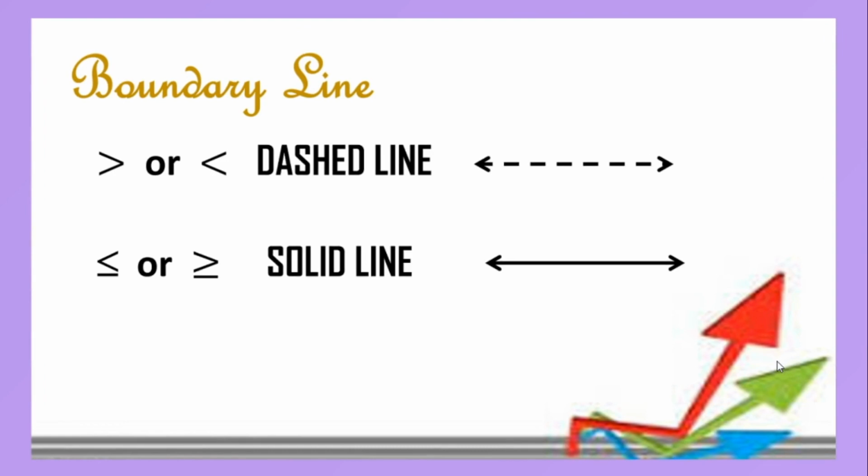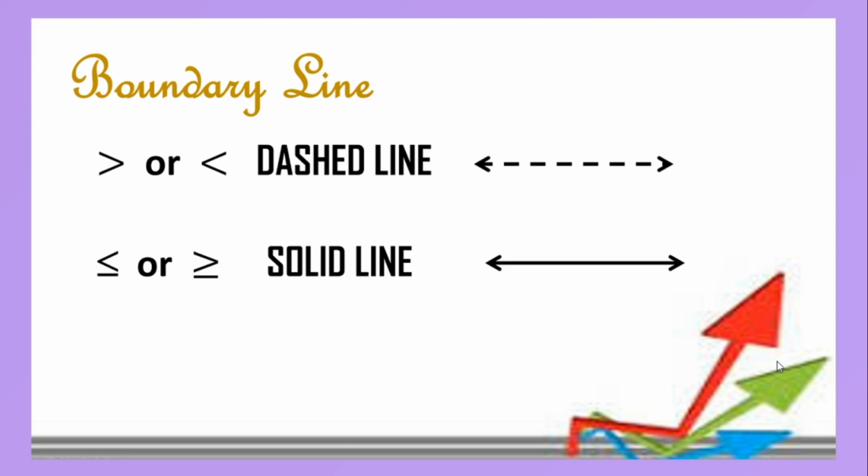Now, let's proceed with graphing linear inequality in two variables. First of all, kailangan nating malaman kung ano ba yung boundary line at yung type ng graph. So, sa boundary line natin, class, kasi sabi ko nga sa inyo, ang Cartesian plane natin ay madi-divide into 2 parts. At ang magdi-divide into 2 parts niyan ay tinatawag natin na boundary line.